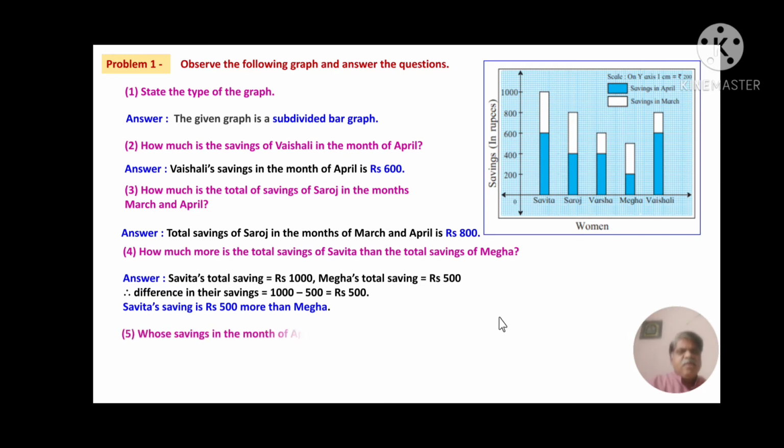The last question: whose saving in the month of April is the least? You could see here it is Megha, whose savings is least. So Megha's saving is the least in the month of April. So friends, I think you got this one. Now let us turn to problem number 2.